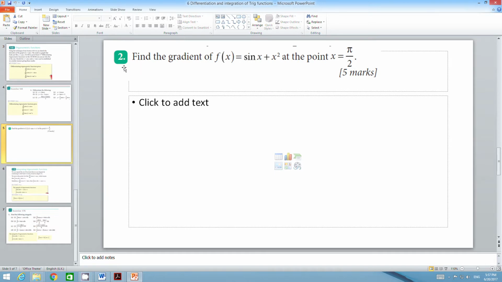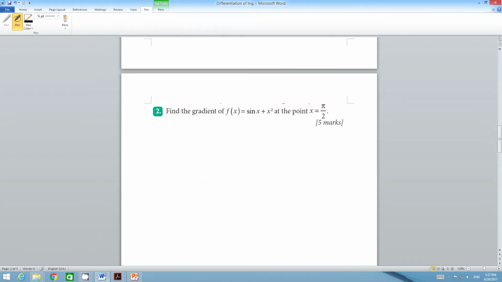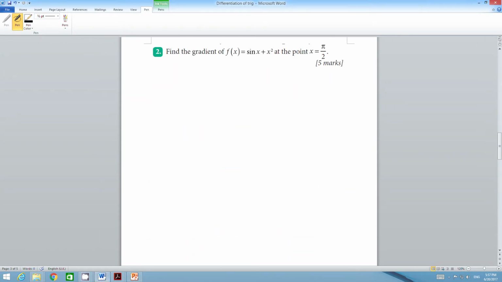There's one more. Let's try finding the gradient of a function at a specific point. So let's take a look here. They tell us find the gradient of f of x is equal to sine x plus x squared at the point where x is equal to pi over 2. So if I want to find the derivative of this function, I say here f prime, the derivative of f.